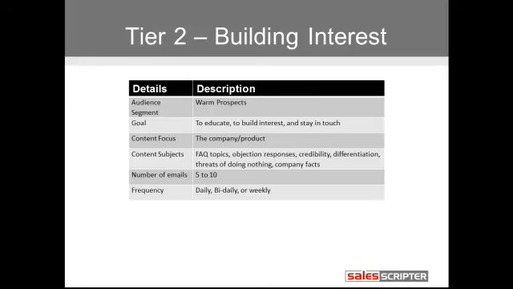Maybe an article or blog post that talks about how you can get up and running on your system without any professional services in a matter of hours, right? That's a good content piece, and that's the type of content you want to send to your warm prospects, not to your new prospects. So you can see objection responses.